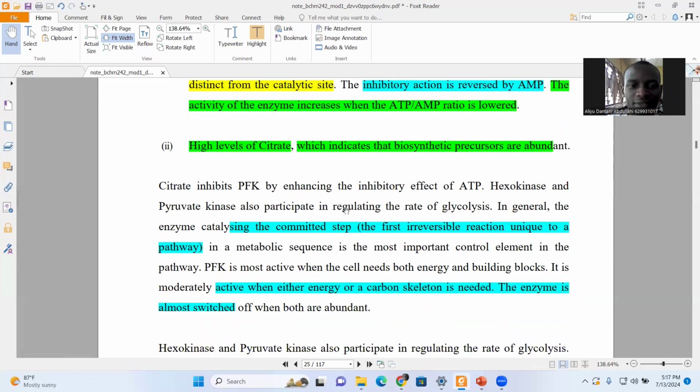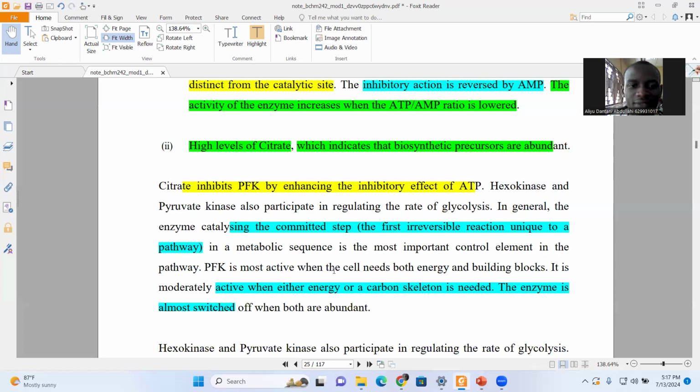Citrate inhibits PFK by enhancing the inhibitory effect of ATP. Okay, this is how citrate inhibits PFK, by enhancing the inhibitory effects of ATP. Hexokinase and pyruvate kinase also participate in regulating the rate of glycolysis. Okay, so in general, the enzyme catalyzing the committed step, that's the first irreversible reaction unique to the pathway in a metabolic sequence, is the most important control element in the pathway.